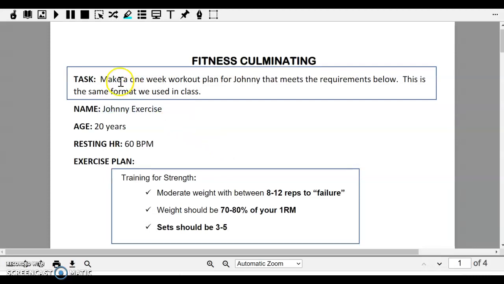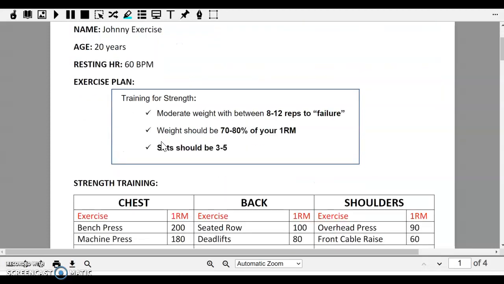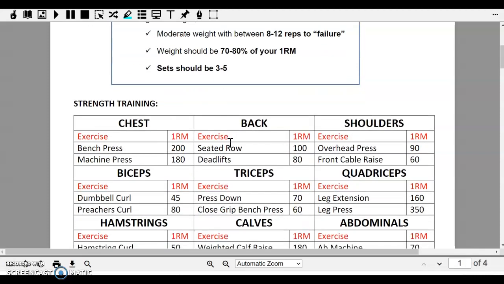Our task is to make a 1 week workout plan for Johnny, and it's going to meet the requirements that he's got below. Again, exact same format we've done in class. Here's his name, Johnny Exercise. He's 20 years old, and he's got a resting heart rate of 60 beats per minute. The exercise plan that he wants to do is the strength plan, the exact same plan that we have used in class, and we've all walked through how to do this.